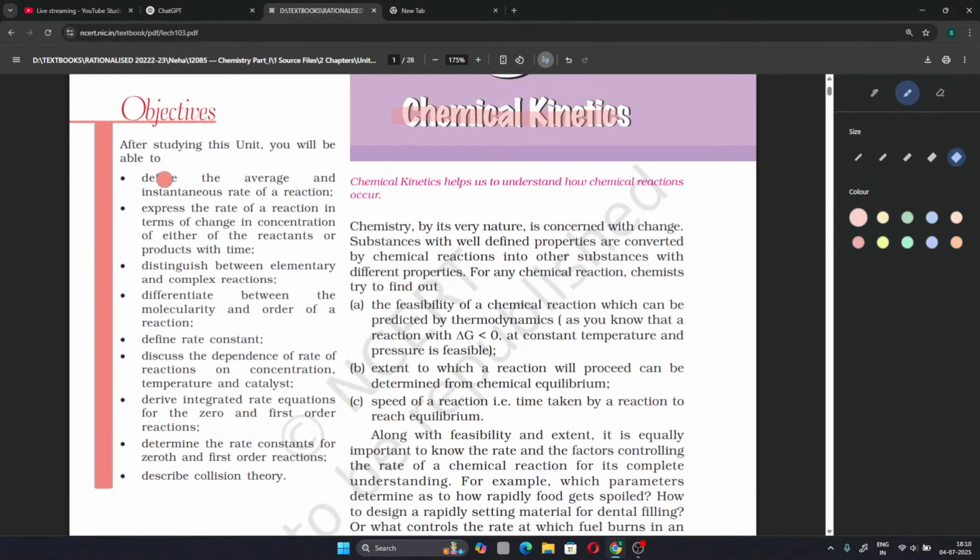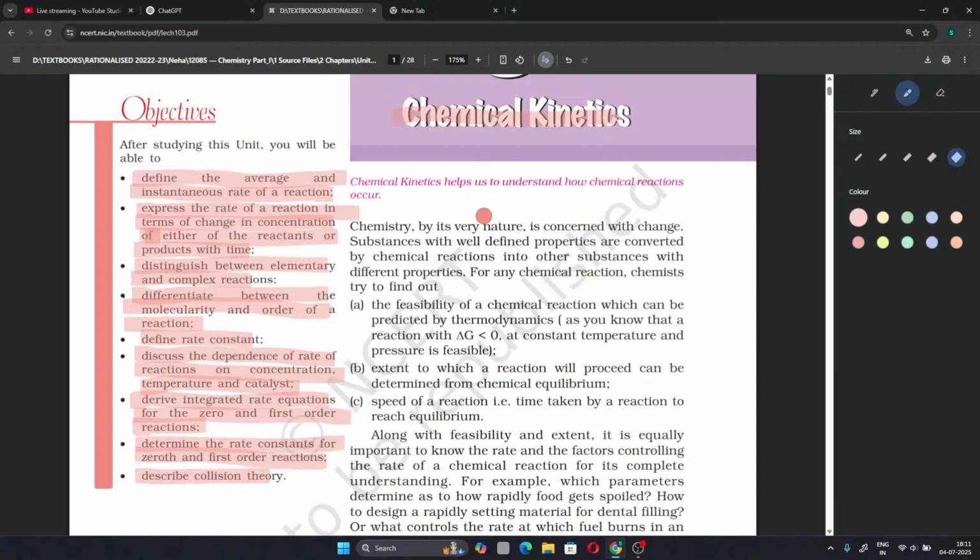After studying this unit, you will be able to define the average and instantaneous rate of reaction, express the rate of a reaction in terms of change in concentration of either of the reactants or products with time, distinguish between elementary and complex reactions, differentiate between the molecularity and order of a reaction, define rate constant, discuss the dependence of rate of reactions on concentration, temperature and catalyst, derive integrated rate equations for zero and first order reactions, determine the rate constants for zeroth and first order reactions, and describe the collision theory.